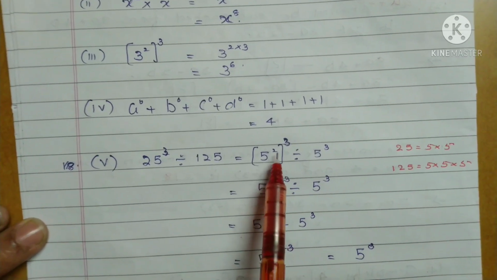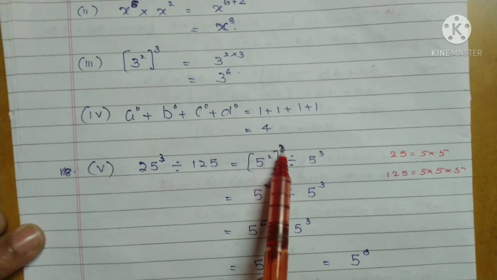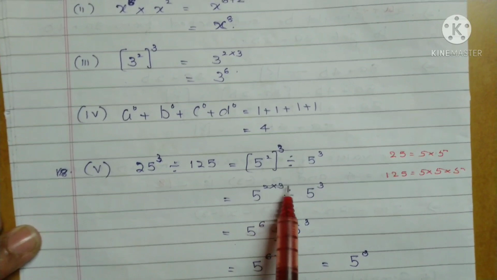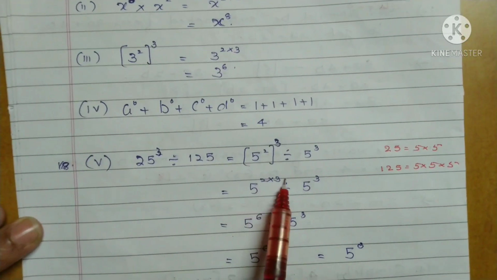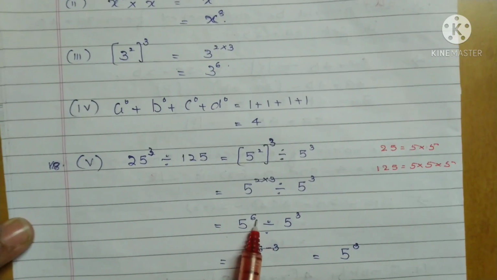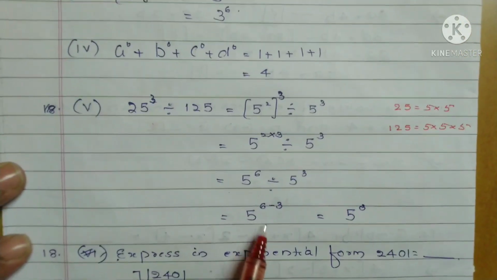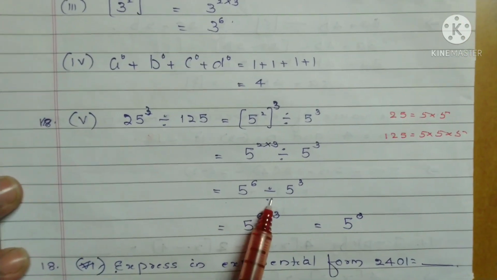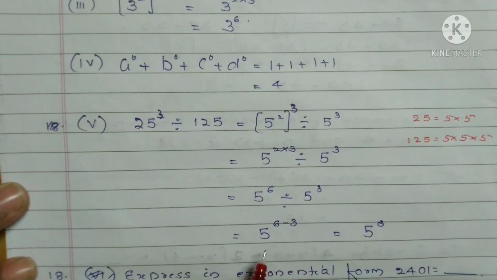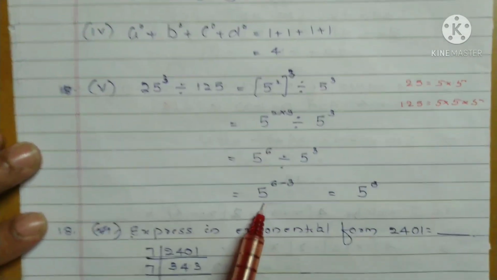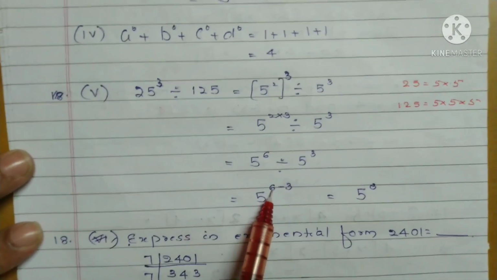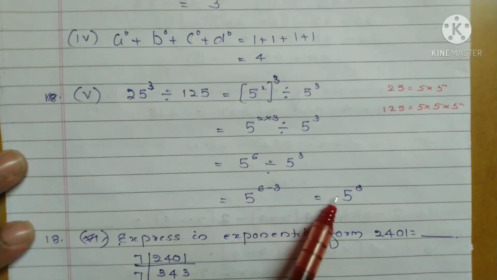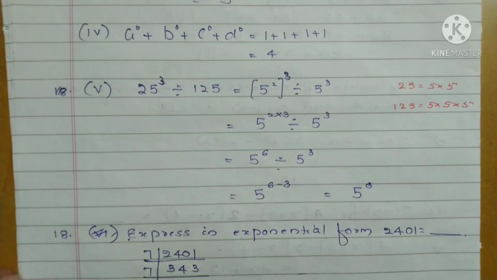So here we use the third law, a raised to m whole raised to n is equal to a raised to m into n, that is 5 raised to 2 into 3, that is 5 raised to 6. Now we can use the second law, a raised to m divided by a raised to n, that means a raised to m minus n. a is 5, m is 6 and n is 3. So 5 raised to 3 is the final answer.